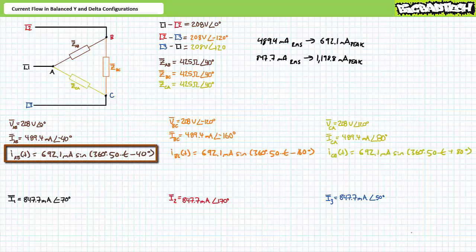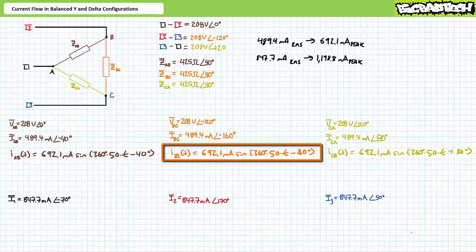This means IAB as a function of time can be written as 692.1 milliamperes times the sine of 360 times 50 times time minus a phase shift of 40 degrees. Similarly, IBC as a function of time can be written as 692.1 milliamperes times the sine of 360 times 50 times time minus a phase shift of 160 degrees.